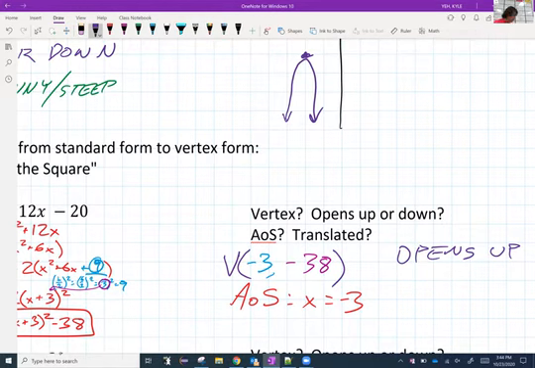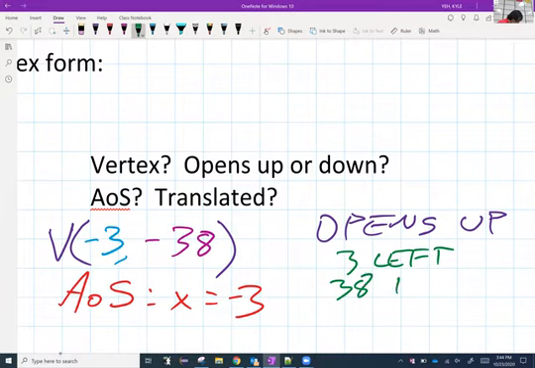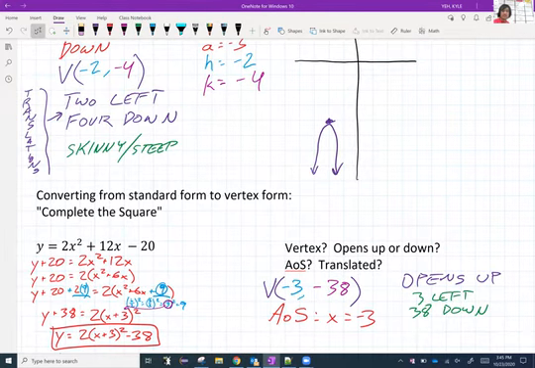And how is it translated from the origin? Well, it looks like we went 3 left and 38 down. 3 left, 38 down. That's what will move the vertex from 0, 0 to negative 3 comma negative 38. It opens up because we had positive a's. We could also kind of go one step further and say this is going to be kind of a steep parabola because 2x squared, so that's more than our typical 1x squared. So it's going to be kind of steep, opens up. There's our vertex, there's our axis of symmetry.